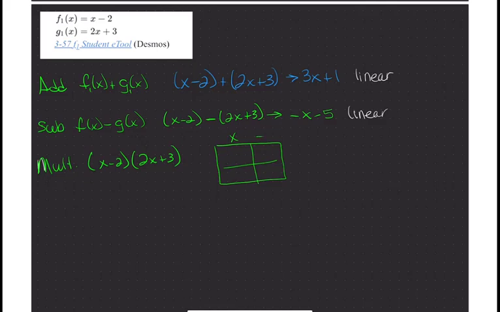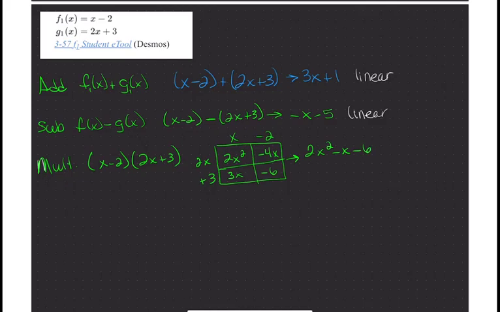So if we do the area model, I'm going to do x minus 2 on top, 2x plus 3 on the side. Doesn't really matter where you put it. We're going to multiply these, and the area of this box would be 2x squared. The area of this one would be negative 4x. The area would be 3x, and the area would be 6. So we can combine our like terms, and what do we have? 2x squared minus x minus 6.